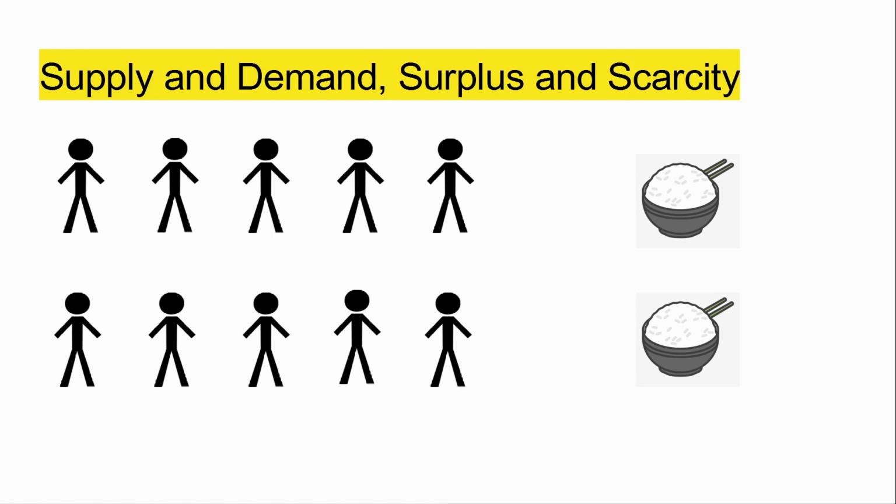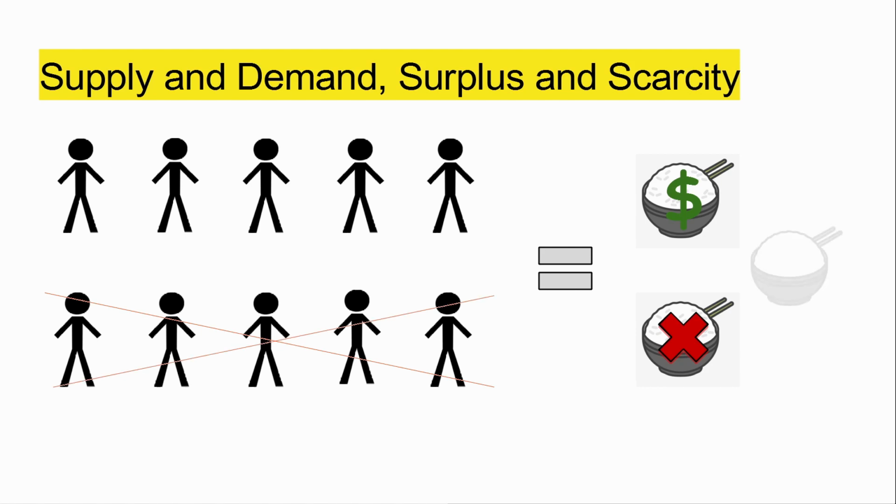So what happens if a bad storm comes through and wipes out one of the farmer's rice crop? All of a sudden there's only enough rice to supply half of the people. This is called scarcity. The market is out of balance. Now, some of the townsfolk value their rice so much that they are willing to pay more for whatever is available. So they offer to buy all of the rice at a higher price.